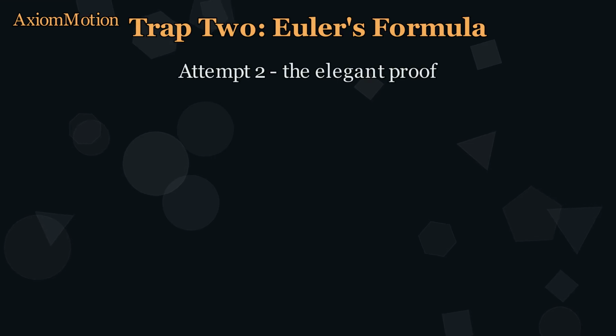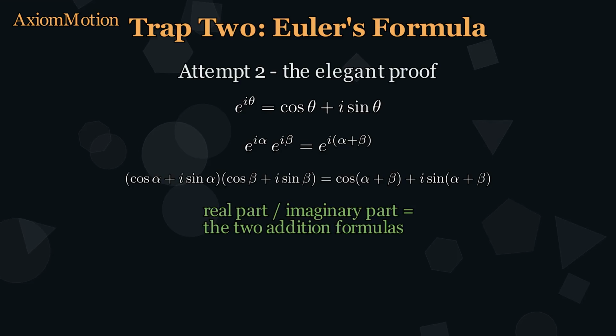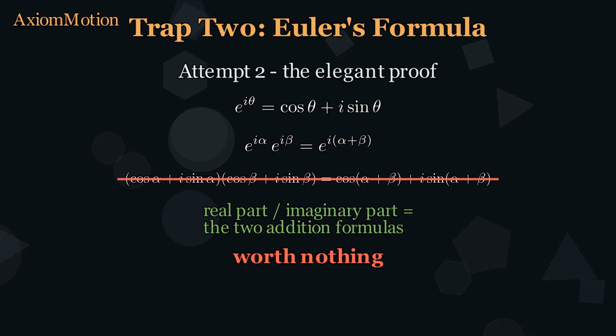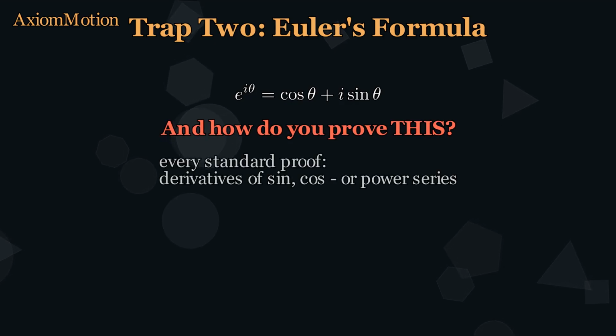Fine, says the student. Forget matrices. I know something more elegant. Euler's formula. E to the I theta equals cosine theta plus I sine theta. Multiply 2 of these, use the law of exponents, and the addition formulas fall out of the real and imaginary parts. It is beautiful. It is also worth noting here. Ask the same question as before. How do you prove Euler's formula?